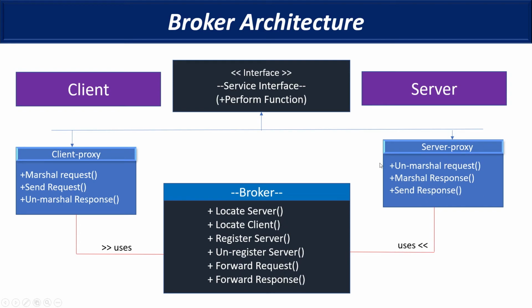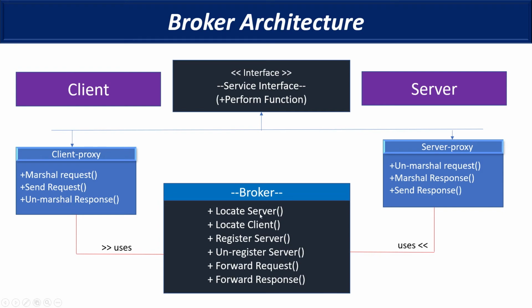So these are the two things that you need to understand. The server sends the response to the server proxy and the broker, and then the broker will send that response to the client proxy, which is the unmarshaled response. That is the response coming from the server, through the broker, to the client proxy, and then it goes to the client.